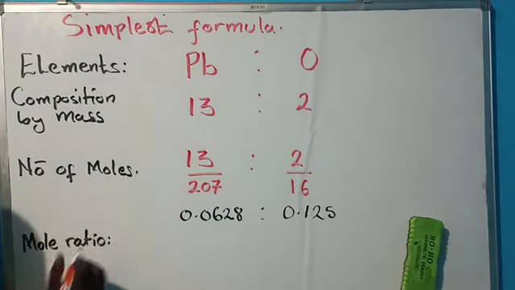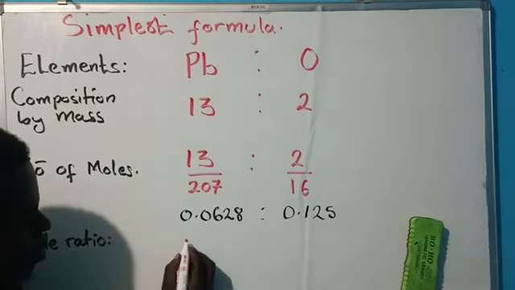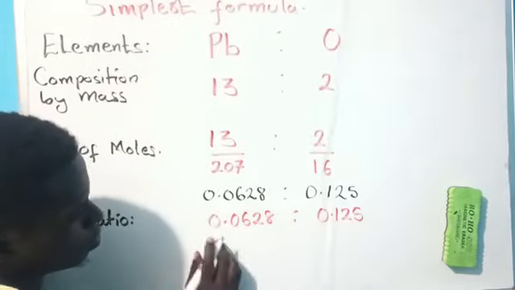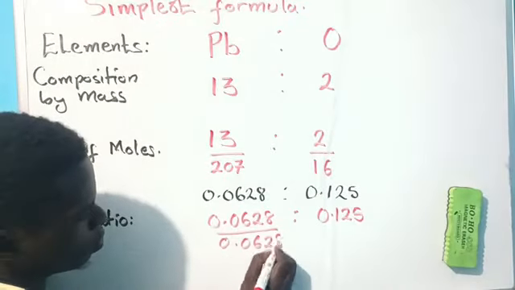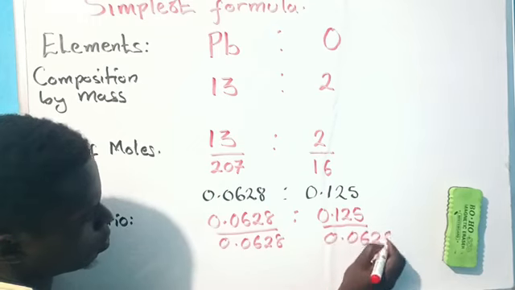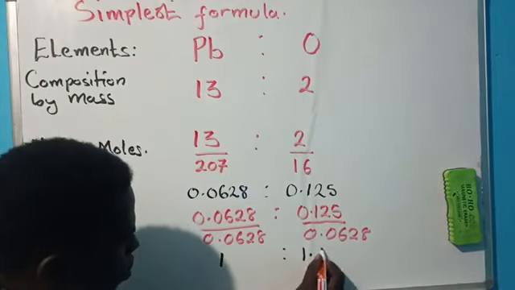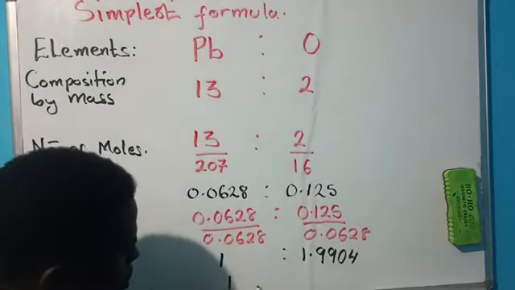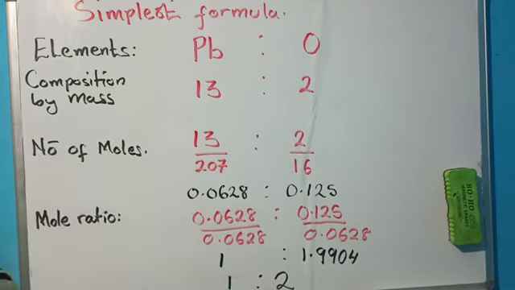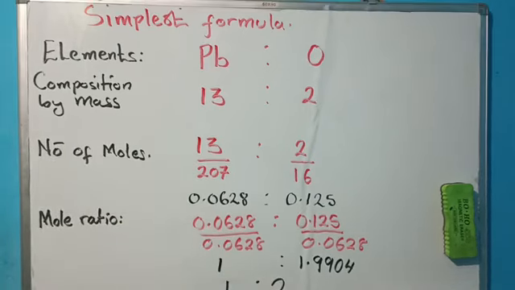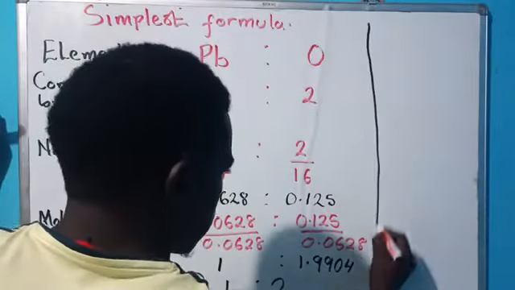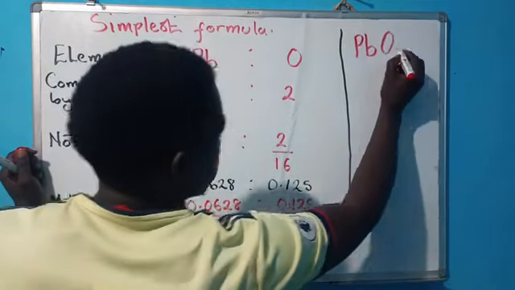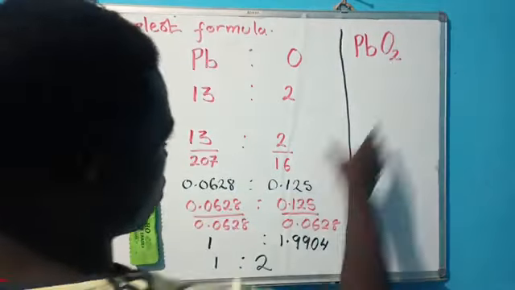Next, we are to determine the mole ratio. How do we determine the mole ratio? We calculate the mole ratio by dividing by the smallest number of moles. For this case, we are dividing throughout by 0.0628. And finally, the answer is 1 on the side of lead and 1.9904 on the side of oxygen, which is 1 to 2. And the simplest formula can be written as Pb, with a silent 1 because it has a ratio of 1, then O with a 2.